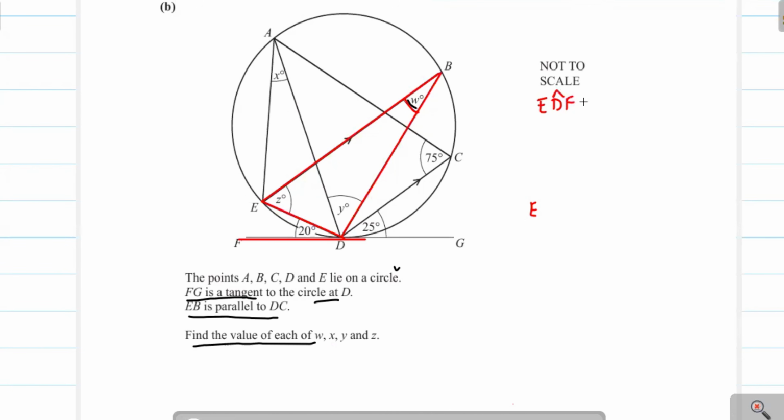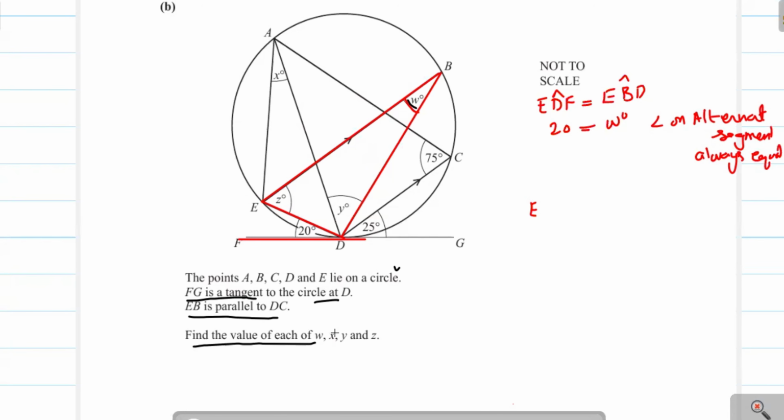EDF is equal to angle EBD, and this angle EDF is W degrees. We write the property: angles in the alternate segment are always equal.